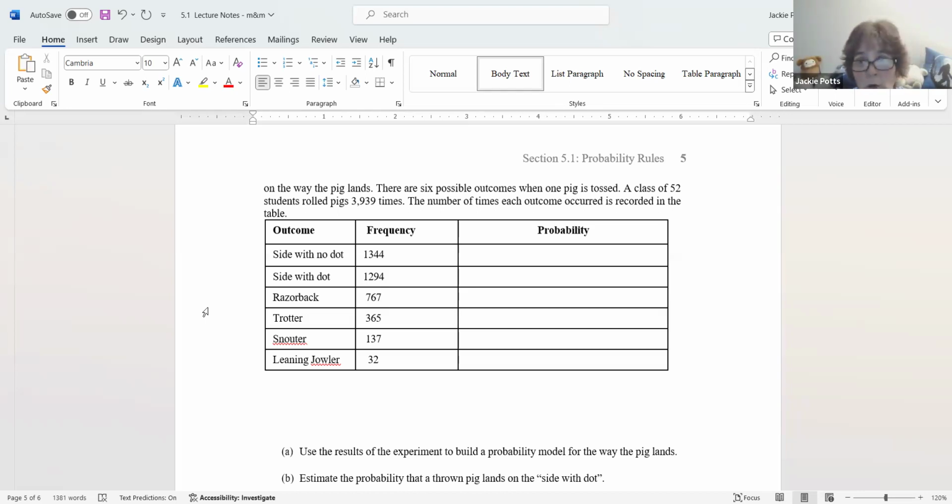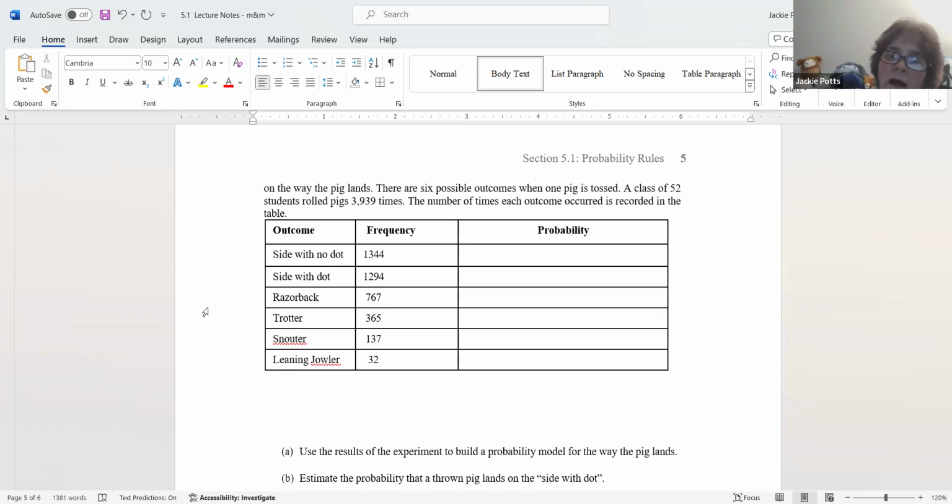You would think the snouter would be the harder one, but no, it's actually the leaning jowler, because the weight of the body will pull it on over. But as you can see, what's the most prevalent is the no dot.